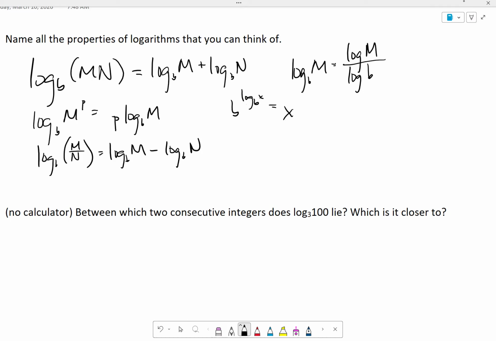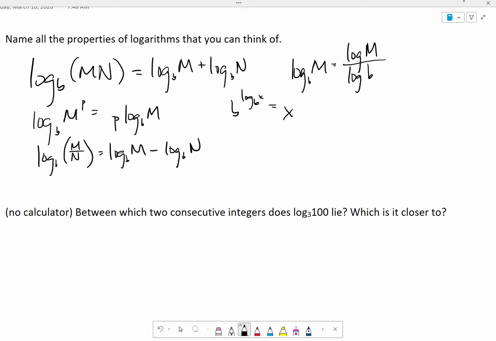So here's a log and an exponent. You could imagine an exponent and a log, right? So we could start with log base b of b to the x, and that would also equal x. Anything else? Here's some simple ones you should know. Log base b of b equals 1, and another one, log base b of 1 equals 0, and hopefully that makes sense.